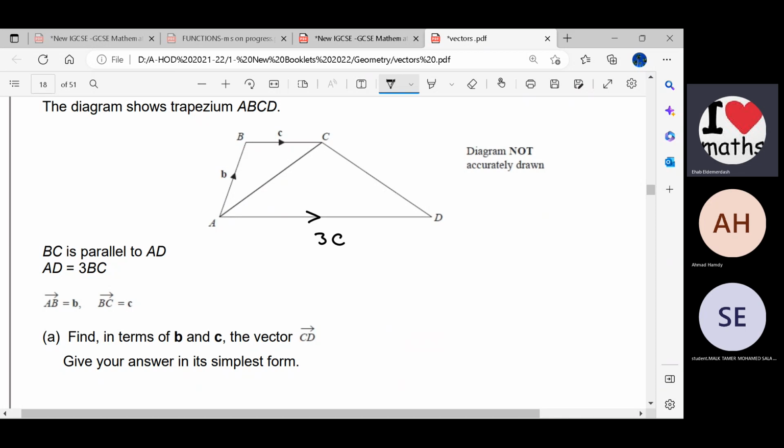I'm just translating the given. So I have here the vector BC is the vector named C, and the vector AD is equal to 3 times the vector BC. So I just express it as 3C.